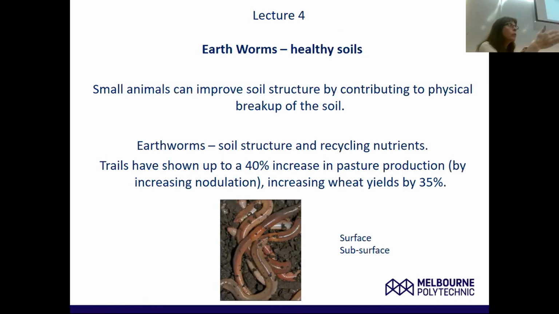So that physical movement is important, but they also play a breakdown role because they absorb organic matter, and then they have waste, and all of that plays a role in the cycling. It's a very complex role. Trials have shown that up to 40% increase in pasture production can be found by increasing the number of worms in your community.